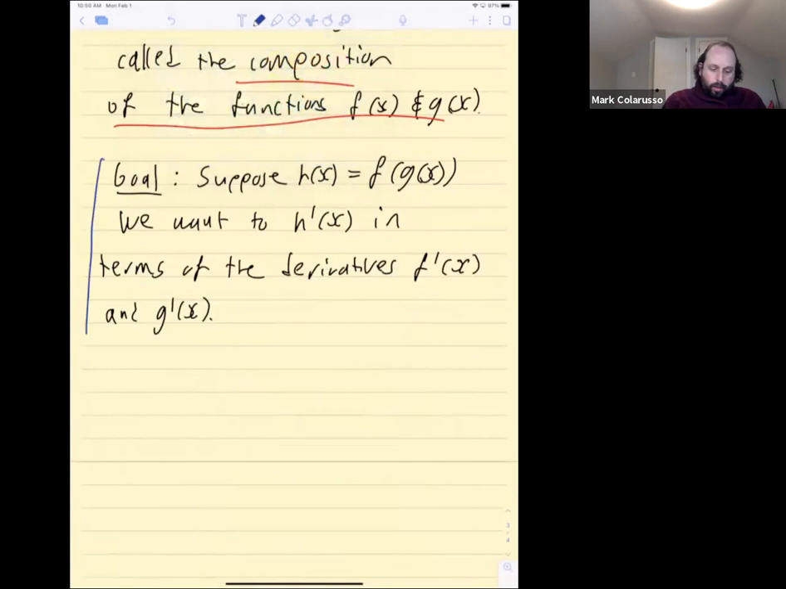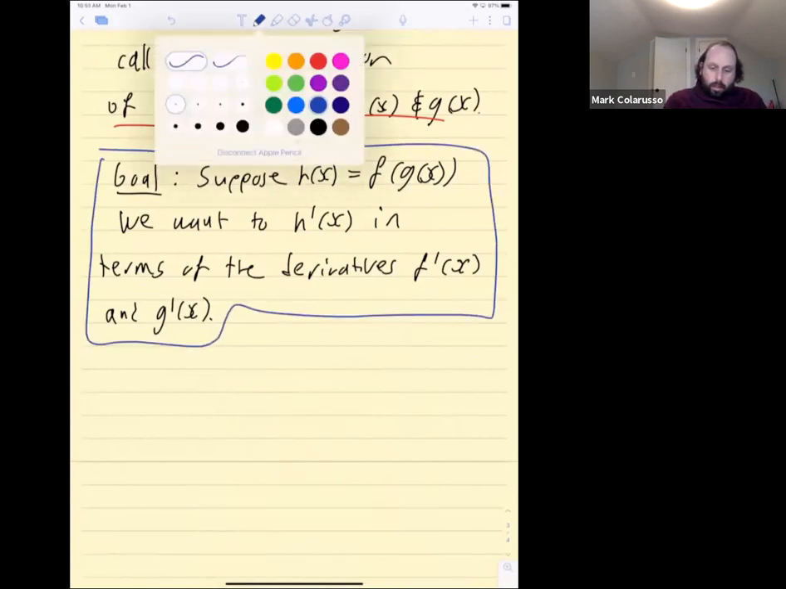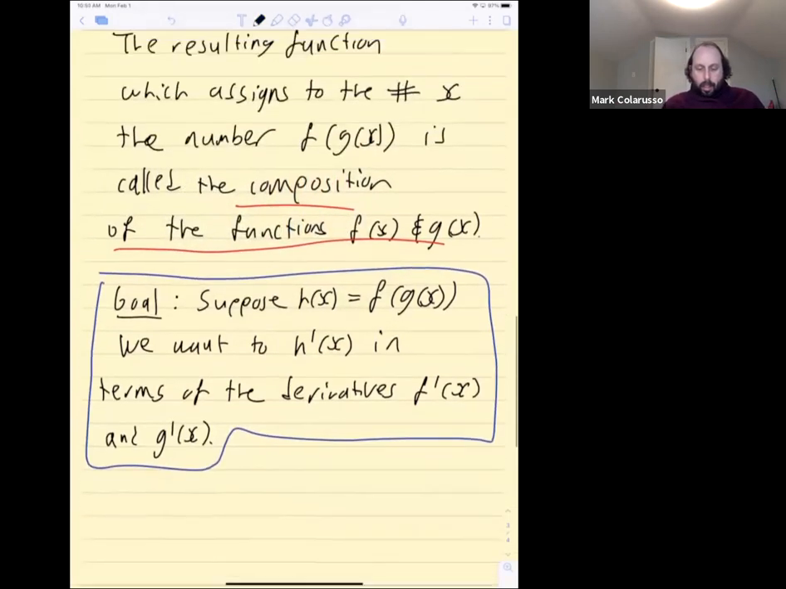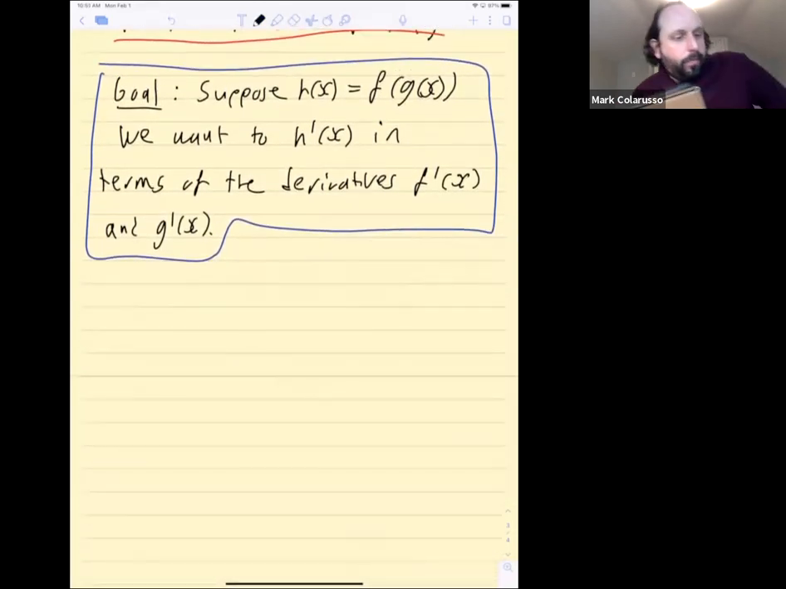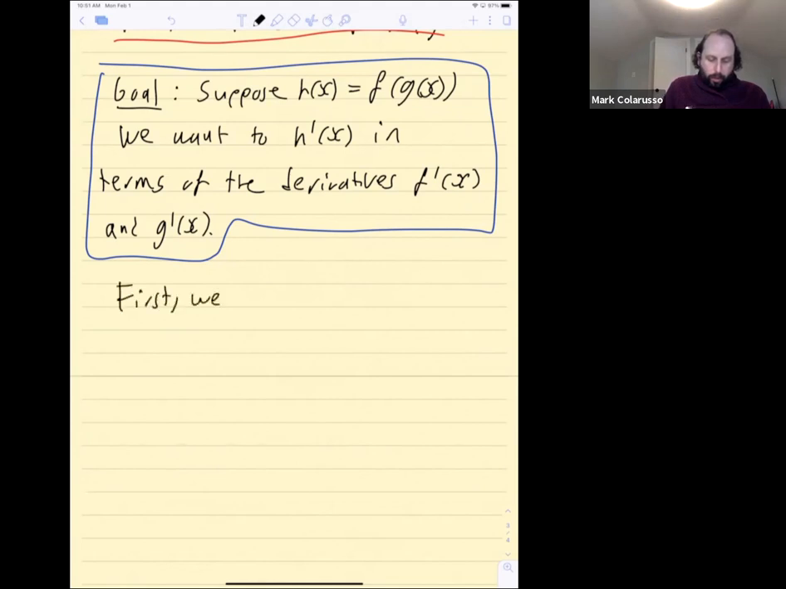So this is our goal for the rest of this week. Okay, so let's just do some basic examples of finding compositions. And then once we work through some of the examples, we can talk about the chain rule and see how it goes from there. Okay, so first, we just play with compositions.